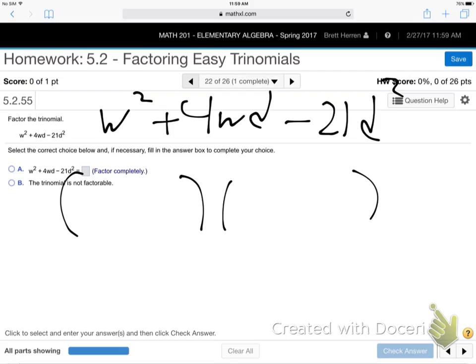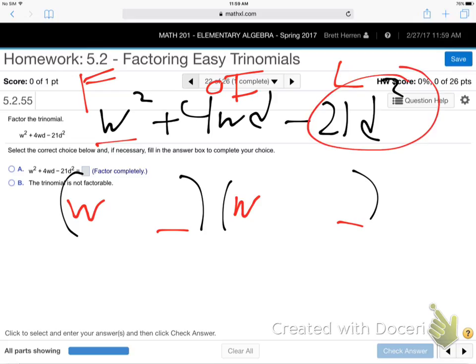You remember the FOIL thing, right? FOIL. So front times front to make W squared. WW. And last times last to make 21d squared. What times what is 21d squared? It's going to be 3d and 7d.